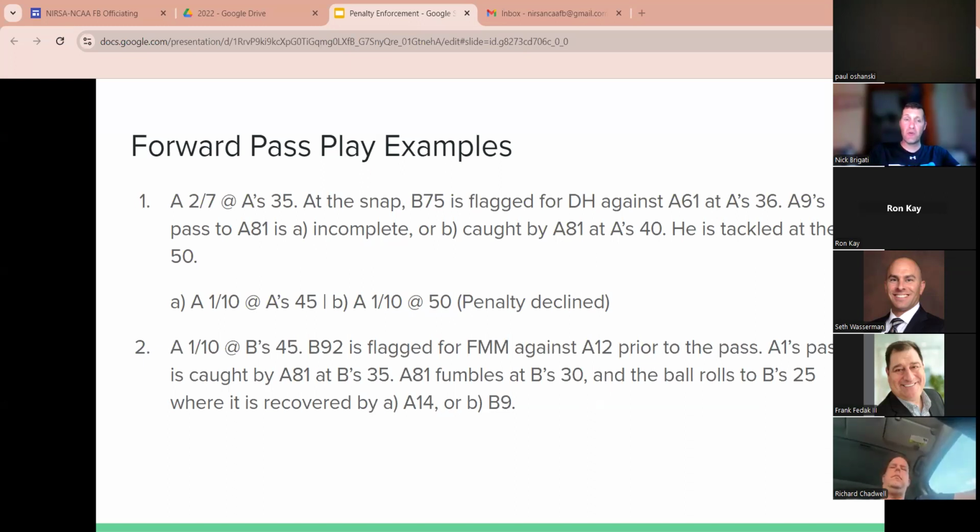When it was recovered by A14, we would tack that on, right? Because it meets all of our criteria for the carryover enforcement on a forward pass. And we just take it from the 25, half the distance to the goal down to the 12.5. But if B's in possession at the end of the down, we have not met all of our criteria. We go back to the previous spot for enforcement.